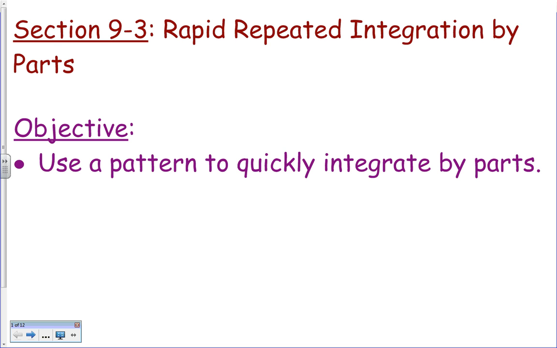You've already seen that. But it turns out in that process, you're actually writing some things down more than once. In fact, you're writing some stuff down that you really don't need to write down. And so we can speed up that process a little bit by eliminating some of those things. And so that's the rapid part of this, the rapid repeated integration by parts.